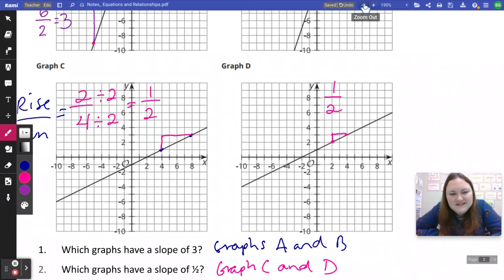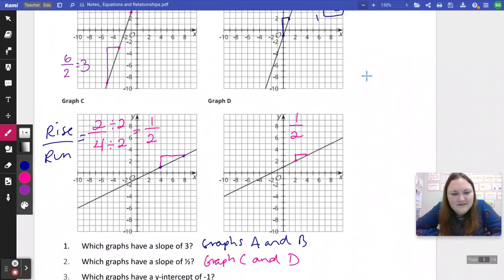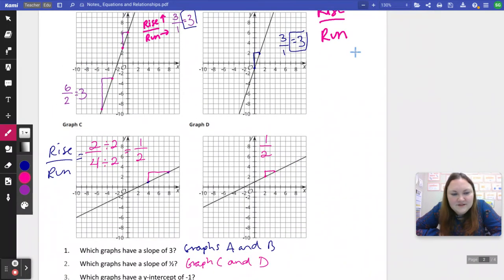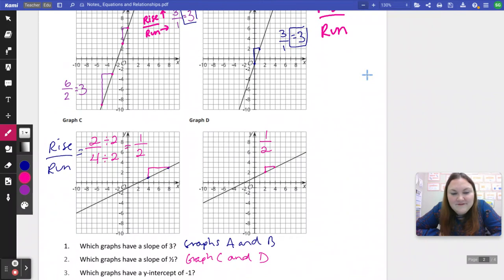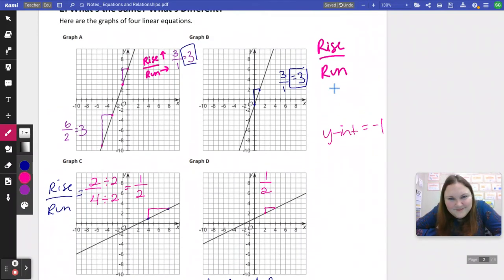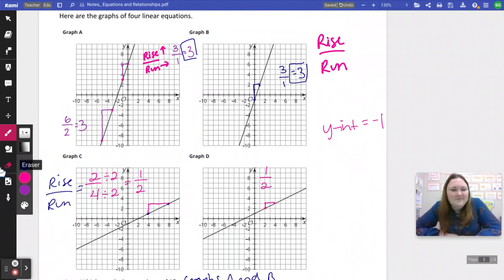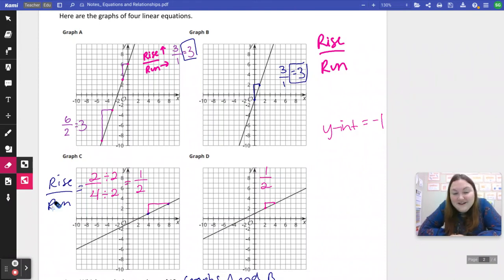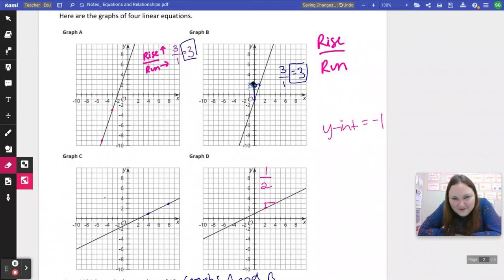Now there are 2 more questions here, so I'm going to back out again. Number 3 is which graphs have a y-intercept of -1? So we are looking for a y-intercept of -1. I'm writing it up there so I can scroll up a little bit so you can see all the graphs. Just like earlier, pause the video and see if you can figure out which of these graphs have a y-intercept of -1. So, trying to clean this up while you were figuring that out.